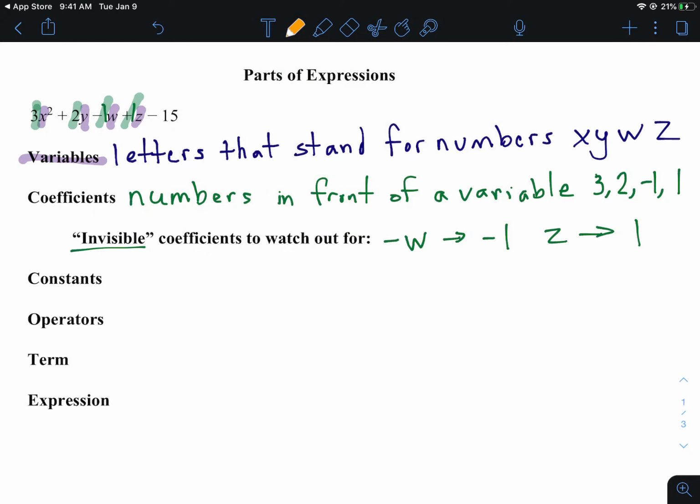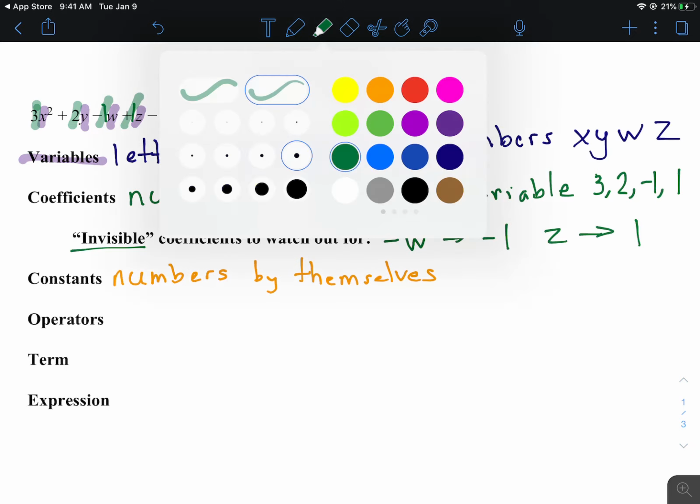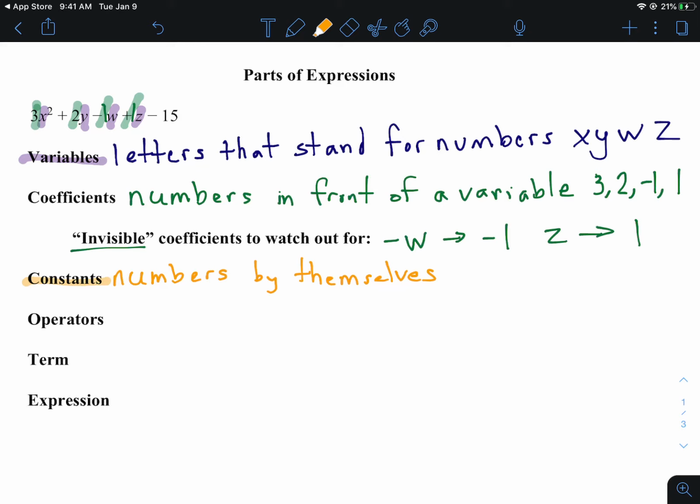Okay. Then we have constants. Constants are numbers that are by themselves. We call variables variables because depending on what the letter stands for, they can change. But constants will stay the same no matter what the value of those variables are. So our constant in this expression is right here. We have a -15.